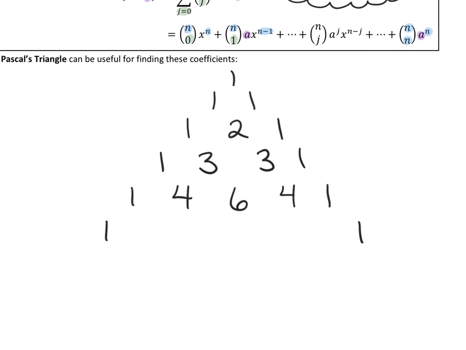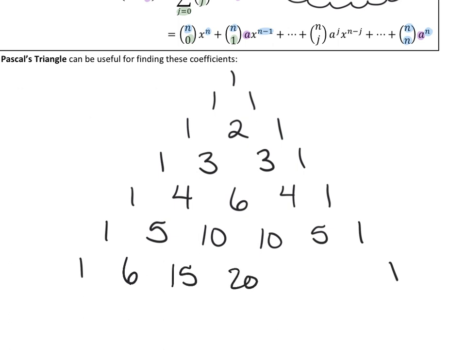What's this term? 5. And then, we're going to do one last one. See if you can squeeze it in there. 1's on the outside. What's this number? 6. And then, okay, 15. Great. We have made Pascal's triangle.